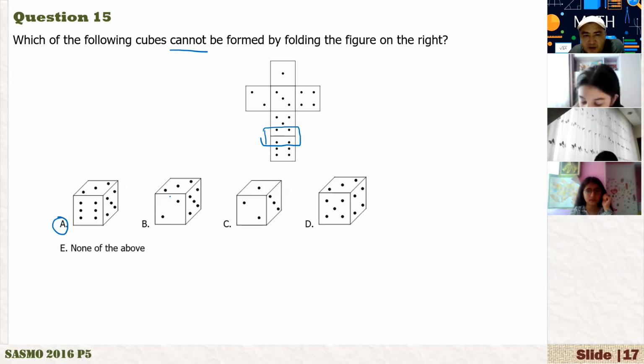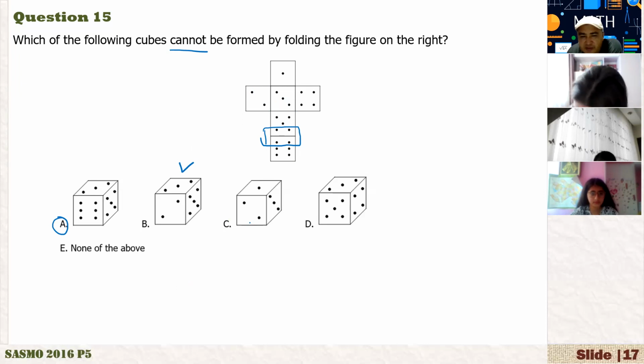If 3 is at the top, right? And the 3 and the 2, they are parallel, as you see here. They are parallel to each other. So here we have 3 and 2, they are parallel. And on the right, we have 5. So it is possible, right?